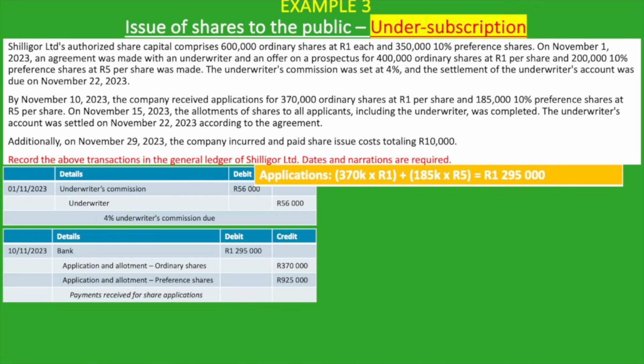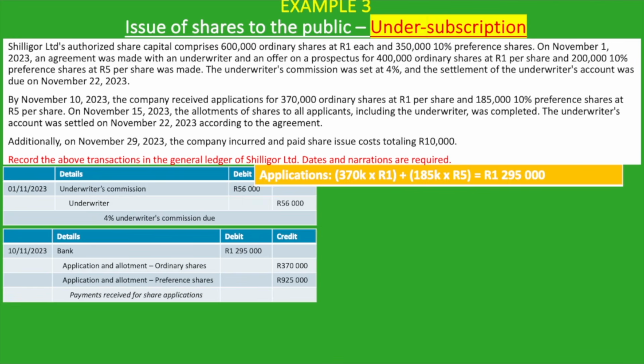Put our date, very important, and then put our debit and our credit. For ordinary shares, it's the 370,000 times 1 rand, which gives you 370,000 rand, and for preference shares, it's the 185,000 times 5 rand, which gives you 925,000 rand. And the narration there is payments received for share applications. All right, easy as that.